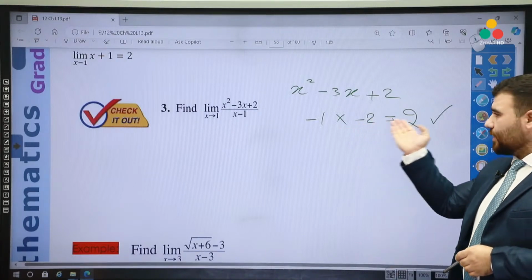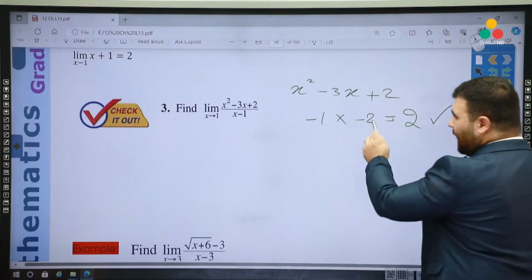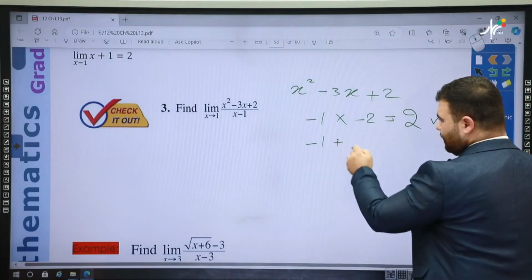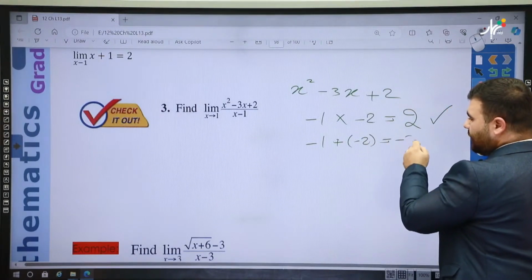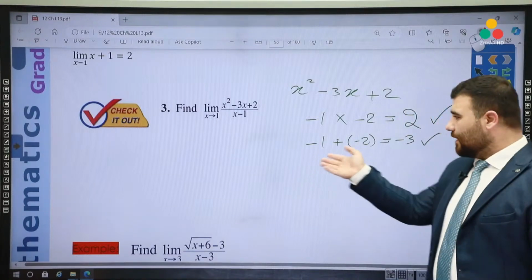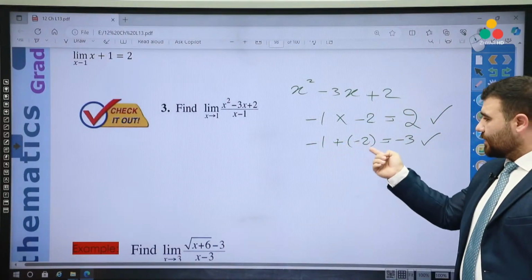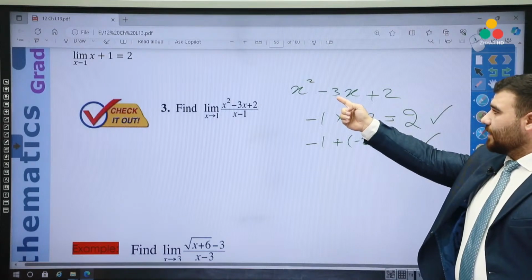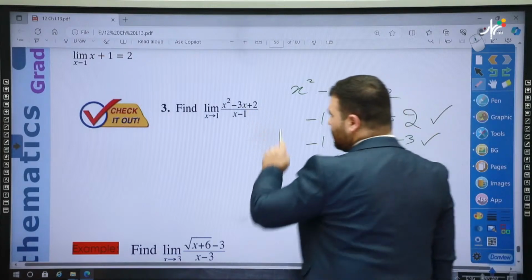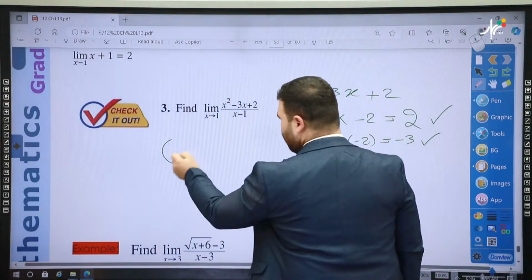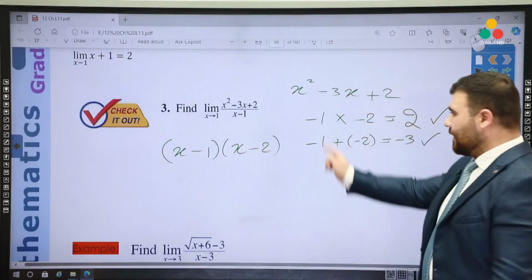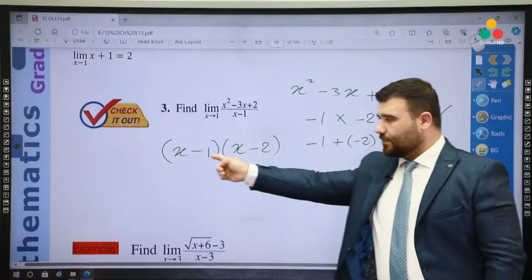I multiplied two numbers. I got positive 2. That's okay. Now, if I add these two numbers, negative 1 plus negative 2, the result will be negative 3. That's also correct. In the exam, for these positives and negatives, use a calculator and be safe. Then these two numbers are good numbers to write in the brackets. So instead of this quadratic expression, I'm going to write x minus 1, x minus 2, because the two numbers I have are minus 1 and minus 2.